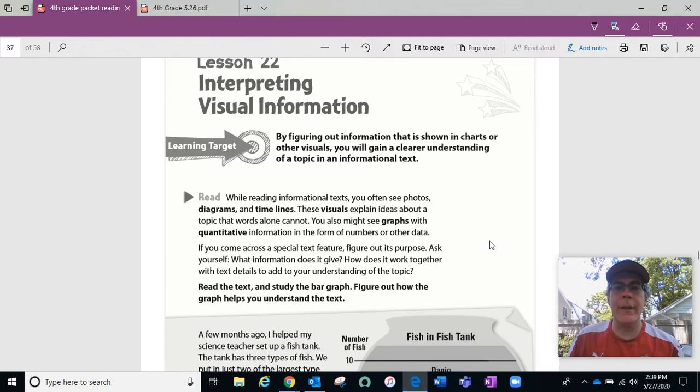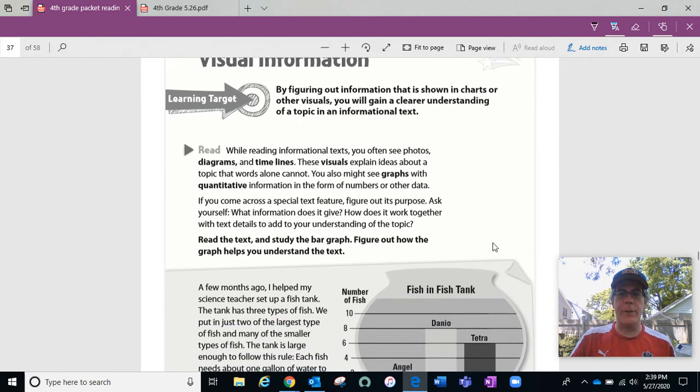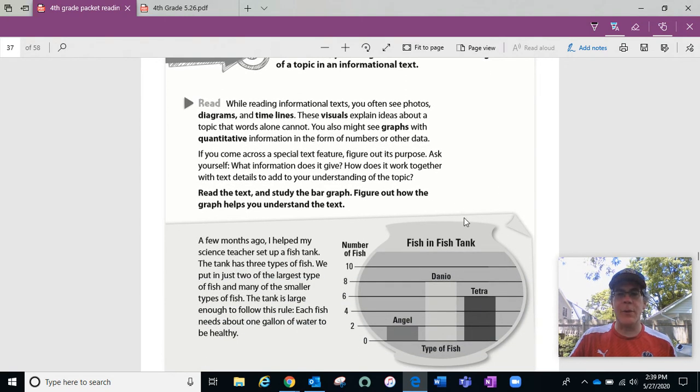When you're reading, especially in a nonfiction text, nonfiction is things that are real, a lot of times you'll have different types of visual information. There will be charts, graphs, pictures, photographs, diagrams, and interpreting that will help you understand what is being presented in the text.